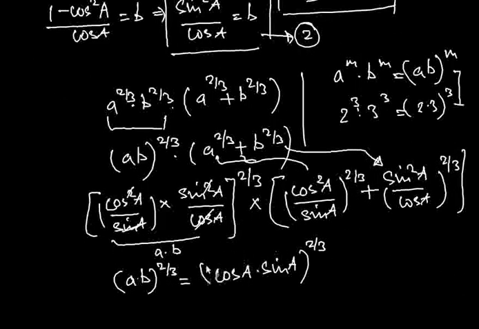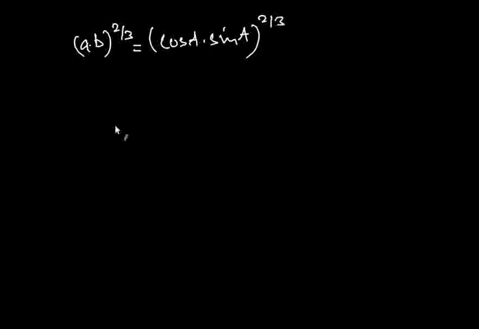Oh, that's the most I can do. So as for the sum, let me just clear this out. So we have that ab raised to the power 2 by 3 is simply cos a into sine a raised to the power 2 by 3. But we still have to calculate a to the power 2 by 3 plus b to the power 2 by 3. So let's do that now.